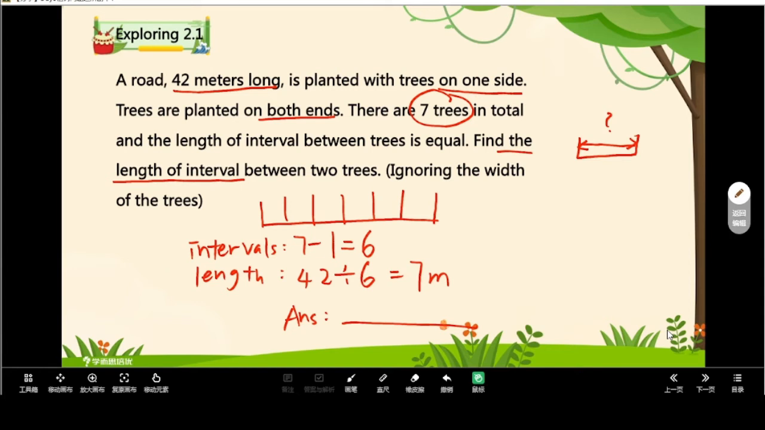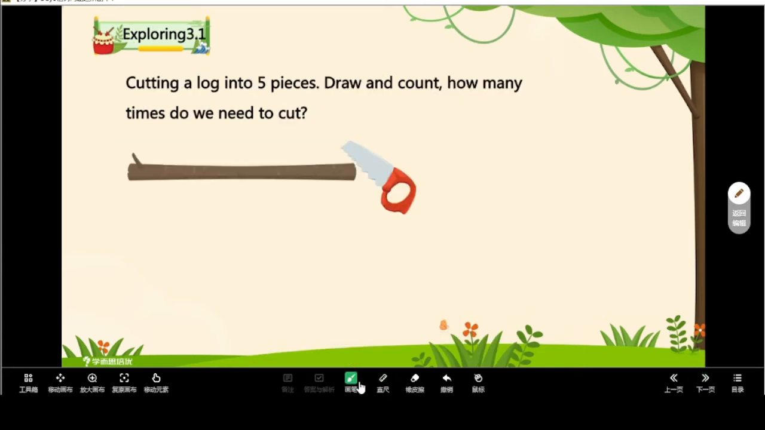Other than planting trees, Helen now wants to cut some trees because I planted too many trees. I want to cut them all down. So let's see, how can I cut the trees? When I cut a log into 5 pieces, can you help me draw and count and tell me how many times we need to cut? First, can you guess it for me? You think how many times I need to cut? Maybe you think it is 5 or you think it is 4. So let's cut it together.